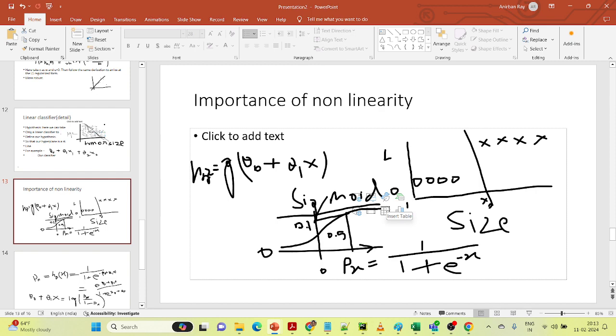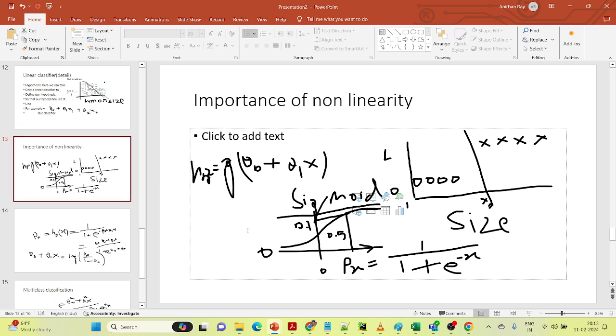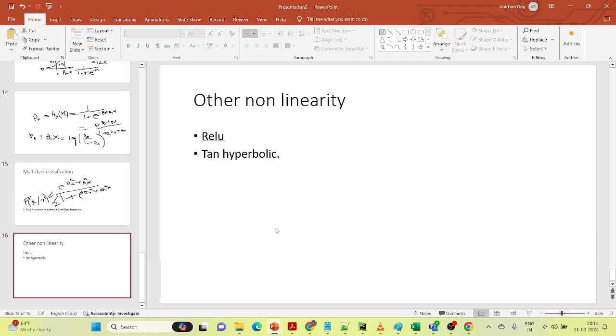So the value of the function does not change. What does it mean? The derivative of this at higher values is always zero. This is called the vanishing gradient problem: gradient descent will stop working at these values. So there are other alternatives to sigmoid.